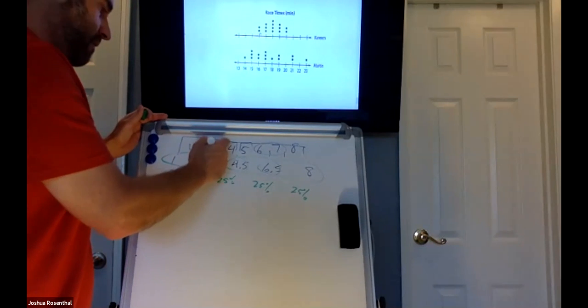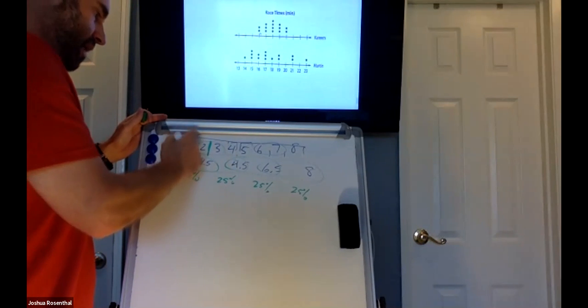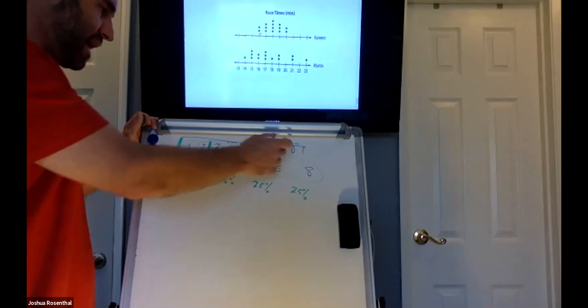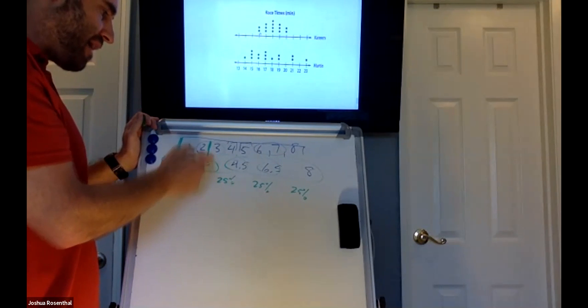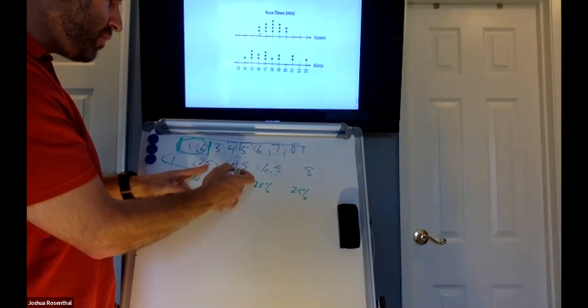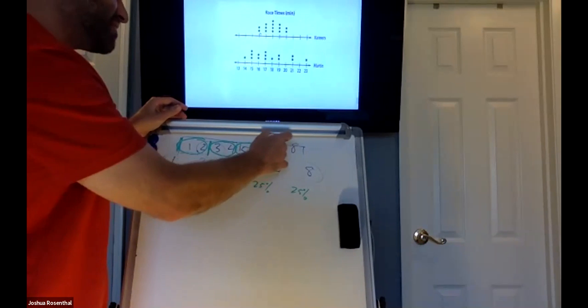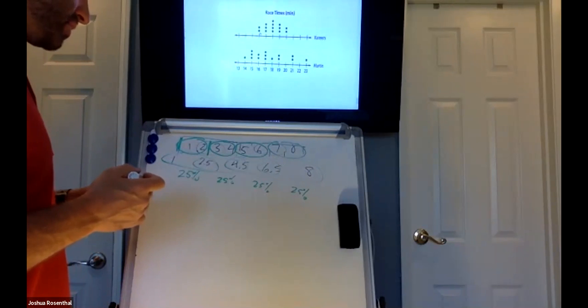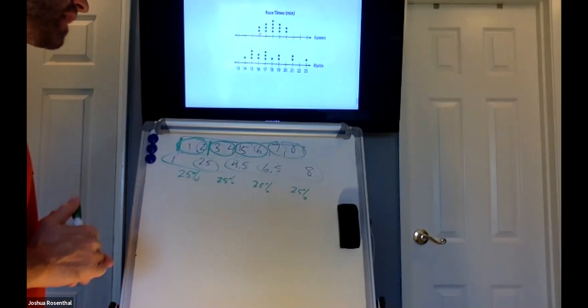And what's the easiest way? Check it out. Where's 2.5? It's right here, right? How many numbers in the data are under 2.5? 2. How many pieces of data are between 2.5 and 4.5? 2. How many are between 4.5 and 6.5? 2. So you can see there are 2 data points in each quartile.